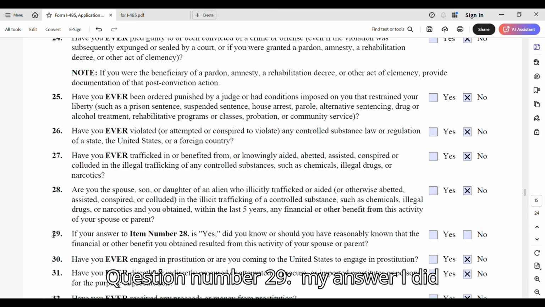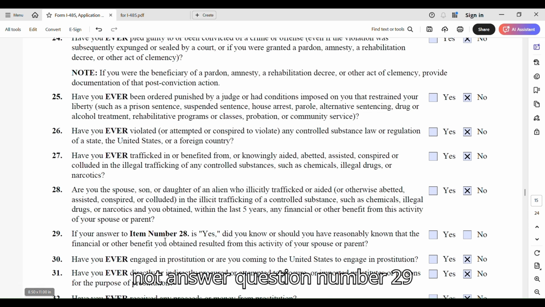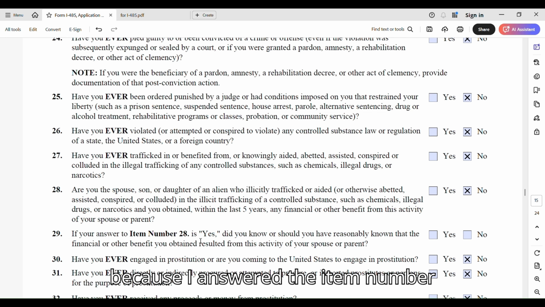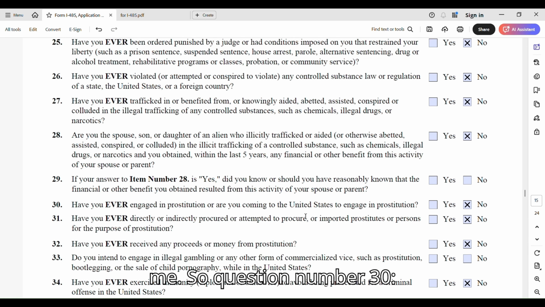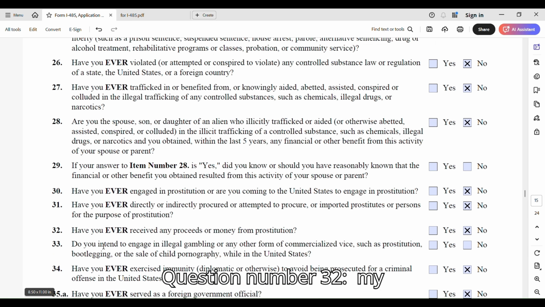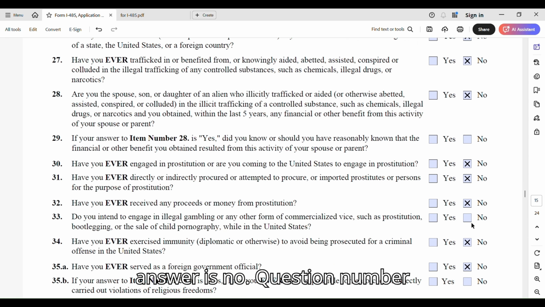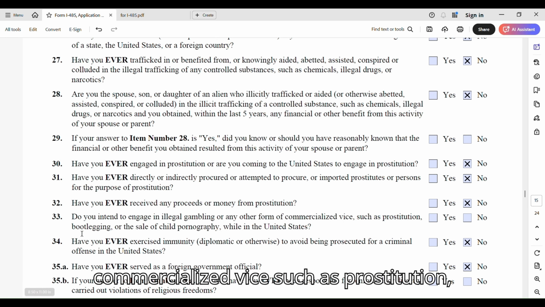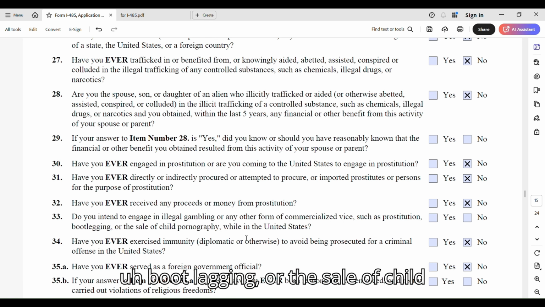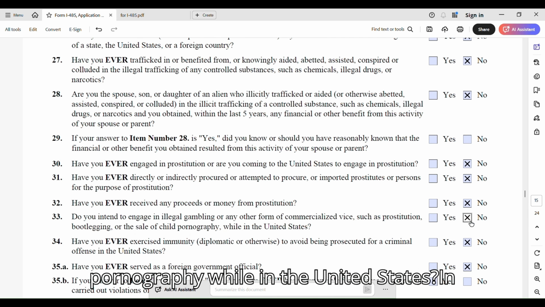Question number 29, I did not answer because I answered item number 28 no, so it did not apply to me. Question number 30, my answer is no. Question number 32, my answer is no. Question number 33: do you intend to engage in illegal gambling or any other form of commercialized vice, such as prostitution, bootlegging, or the sale of child pornography while in the United States?